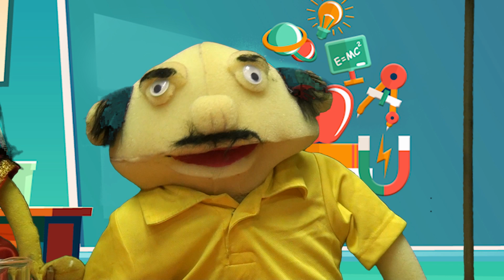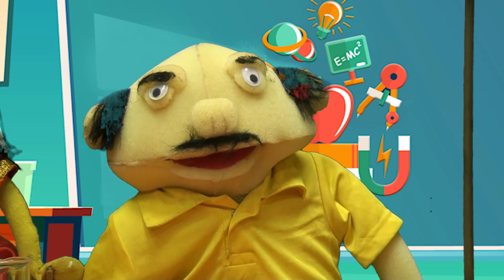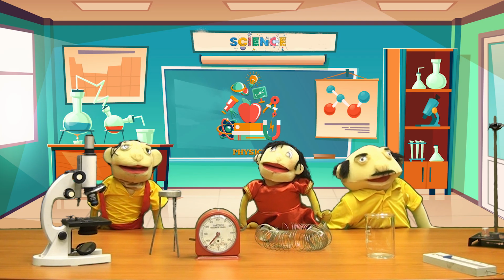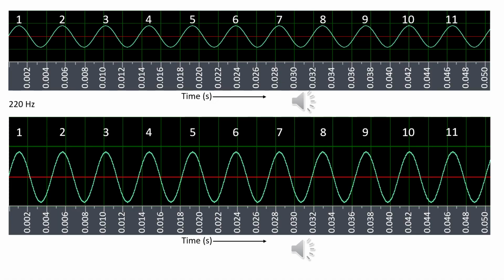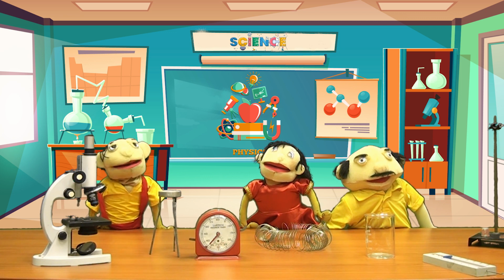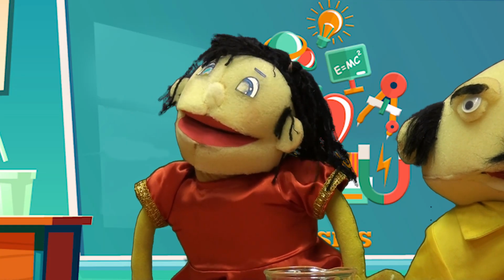Let us play the two pure notes. First, the upper one with the smaller amplitude. Now, let us listen to the waveform with the larger amplitude. So, what difference did you notice between the two sounds? The second one was louder. Yes, the second sound was louder than the first.